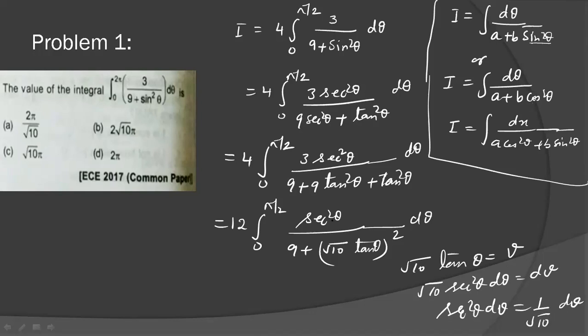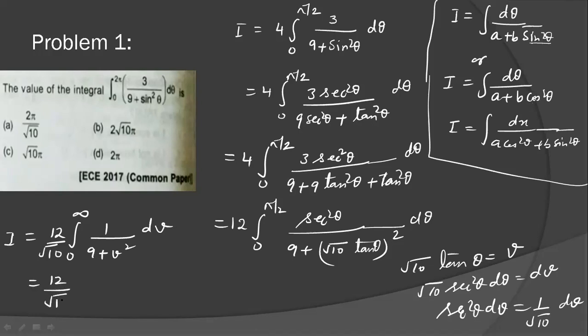Change of limit. When theta equals pi by 2, v tends to infinity. When theta equals 0, v tends to 0. It will be 12 into integral from 0 to infinity. 1 by root 10 we can take outside now. 1 over 9 plus v square dv. Now 9 can be written as 3 square, so 1 over 3 square plus v square dv.